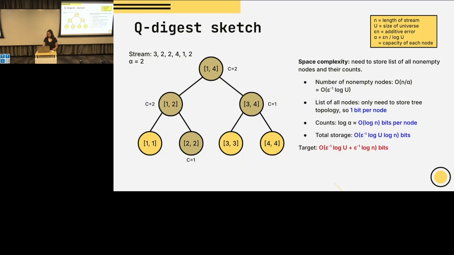So the target that we were going for was epsilon inverse log u plus epsilon inverse log n bits, right? So basically the goal of our algorithm, I erased the wrong thing. I meant to say that the goal of our algorithm is to reduce the space needed to store the counts. I crossed out the wrong thing. I meant to cross out the O of log n bits per node in the counts. So instead of trying to store these counts in O of log n bits, we're going to do some trickery to store these counts in O of 1 bits instead.